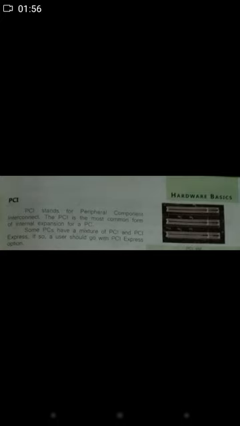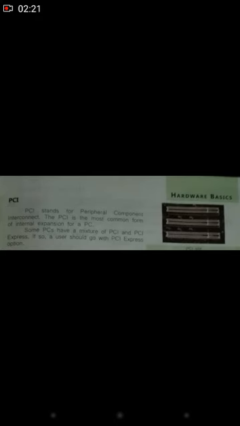The last one is PCI. PCI stands for Peripheral Component Interconnect. The PCI is the most common internal expansion slot for the PC. Some PCs have a mixture of PCI and PCI Express expansion slots. So a user should go with the PCI Express option.